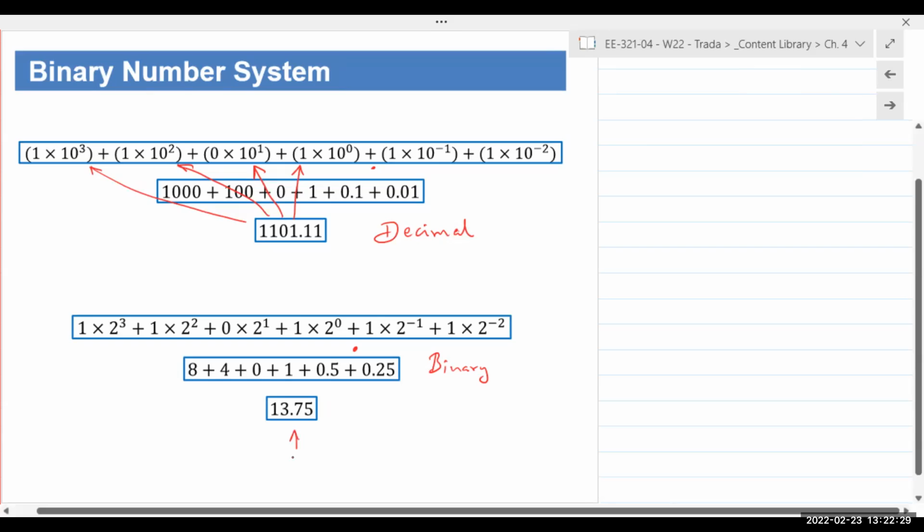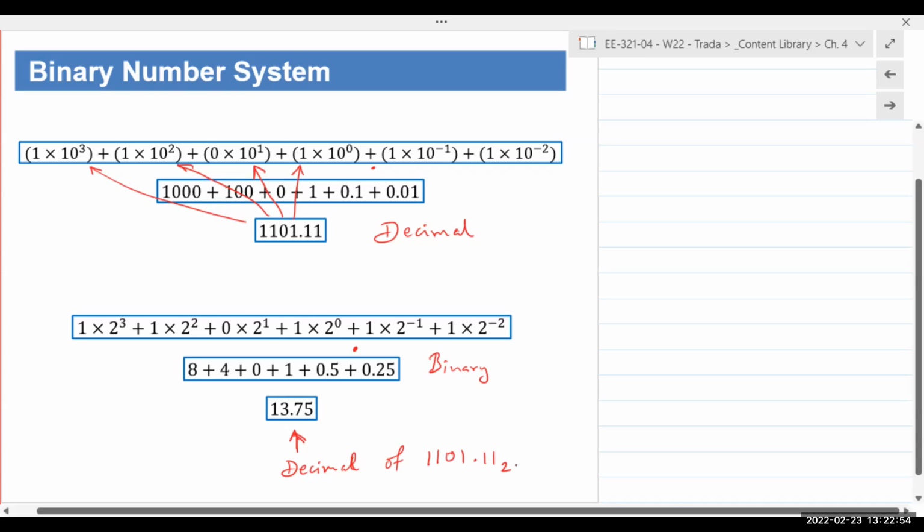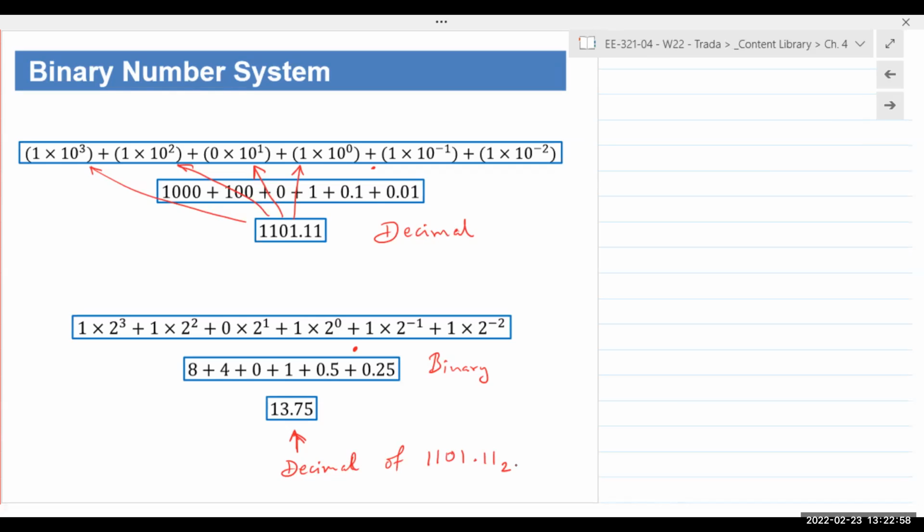13.75. So this would be the decimal representation of 1101.11 in binary, which is base 2. So base 2 or base 10 is usually a subscript next to the number. So if you see a subscript like this next to a number, that's the base. The decimal would have base 10, binary would have base 2. Does that make sense? Yes.